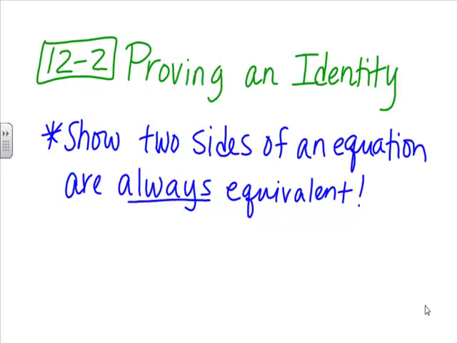Okay, proving an identity. Section 12(2). Basically, we need to show two sides of an equation are always equivalent. And yes, this is a proof. It's not a two-column proof like geometry, but it still has to be sort of complete.